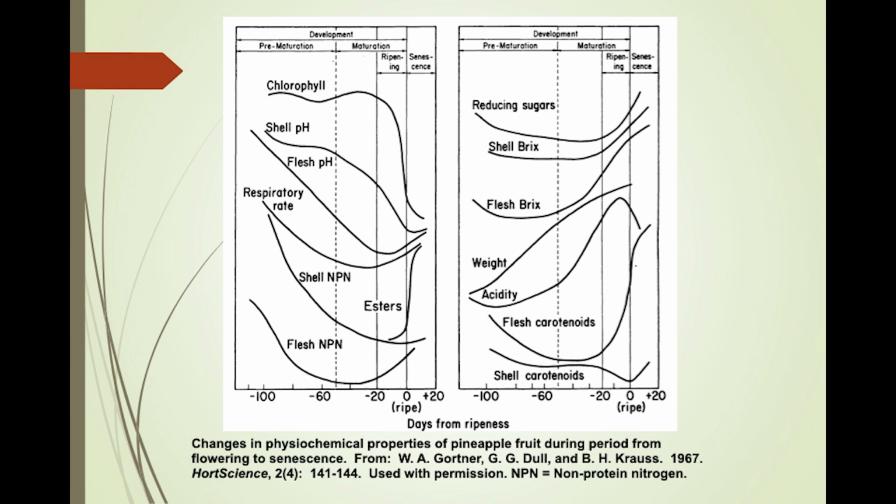When you observe this figure, you can see there are quite a few changes as the fruit grows and develops. With respect to ripening, let's look at the reducing sugars. We can see that as the fruit ripens and afterwards, the reducing sugars increase in concentration.